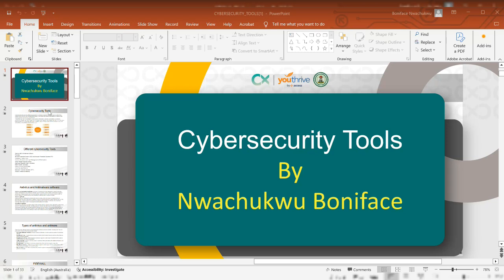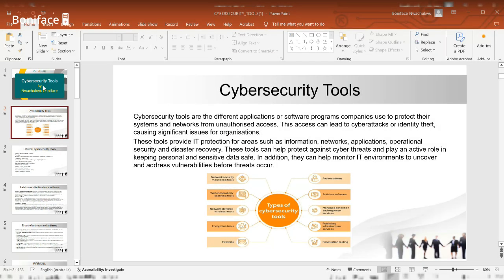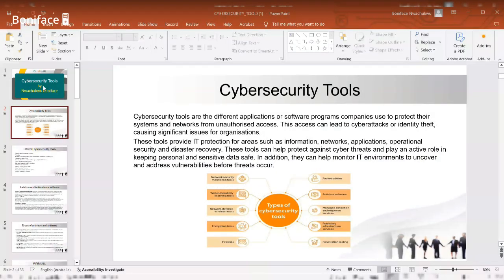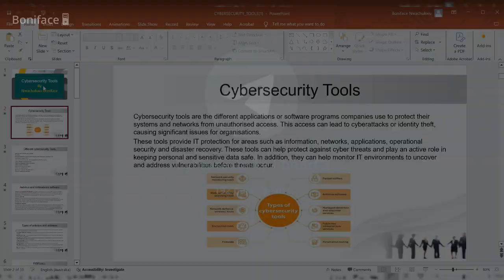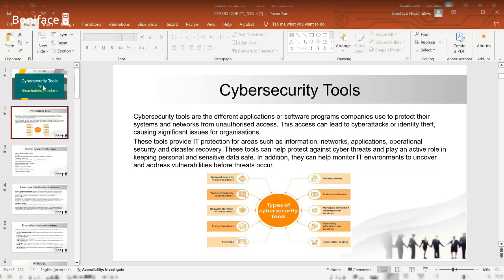So now we're talking about cybersecurity tools. You see, in the field of cybersecurity, it is very, very important. It is as important as the field itself. You can't talk about cybersecurity without talking about the tools. You hear sometimes when people ask, what are you into? You tell the person, I'm into cybersecurity. The person will tell you, oh, is it not just about tools? Because tools are very, very important.